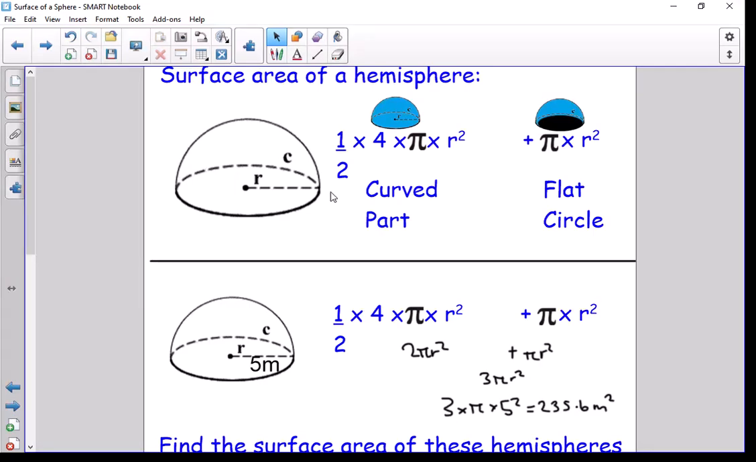Let's look at this next situation. So just say you're asked to find the surface area of a hemisphere. There'd be 2 parts. You'd have the curved part, but you'd also have the flat part as well.